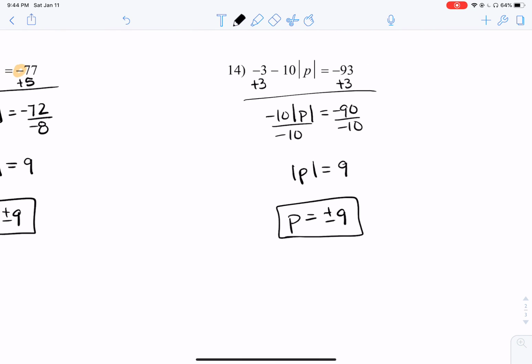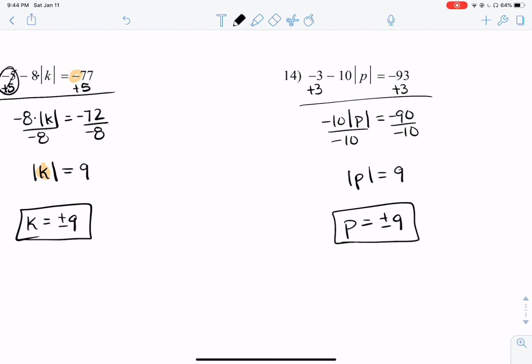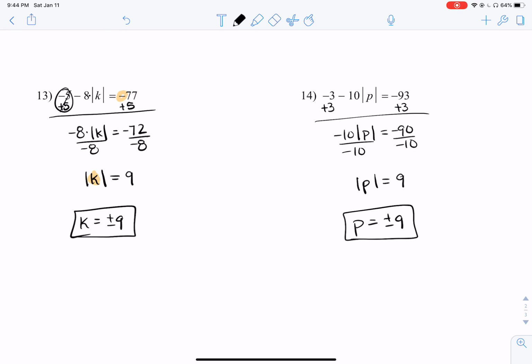So again, I hope this was helpful. Make sure that you complete the checks. All you're doing is just checking that your answers are in fact correct. But again, go through the whole explanation. Hopefully, it was very clear to you why I did what I did.